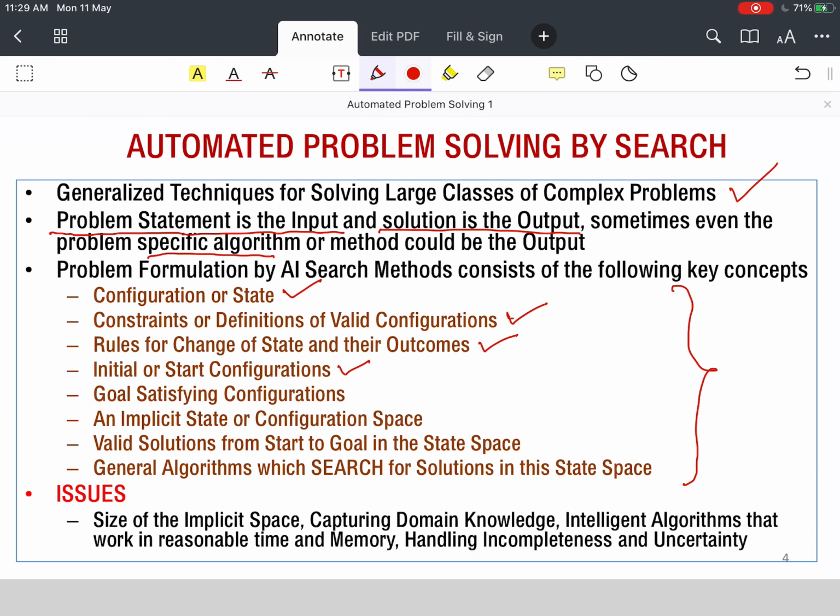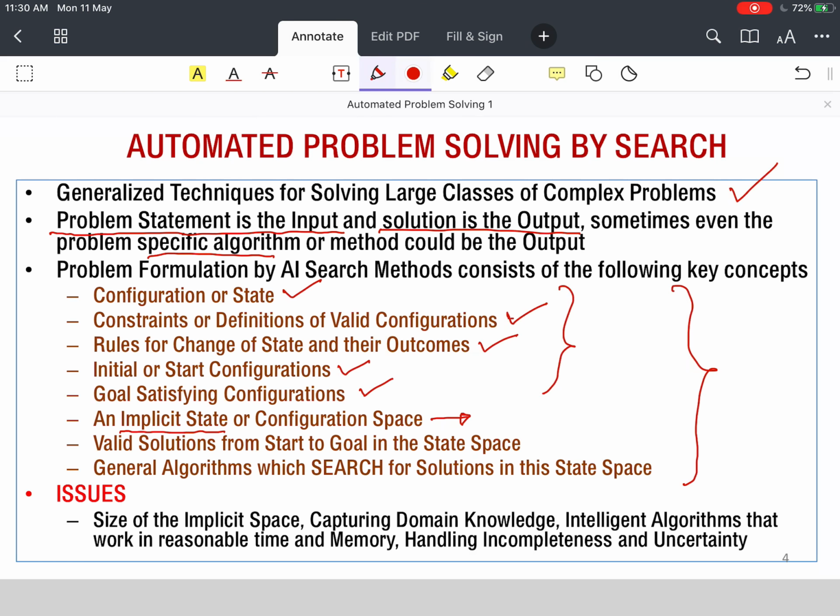Then we have an initial configuration, which is the start. And then we have a set of goal satisfying configurations. That means given a configuration, we can check whether that is a goal or a solution. So based on this set of configurations and rule changes, we create what is called an implicit state space. The state space consists of all the states in the system, and there is a connection from one state to another state by a valid state transformation rule.